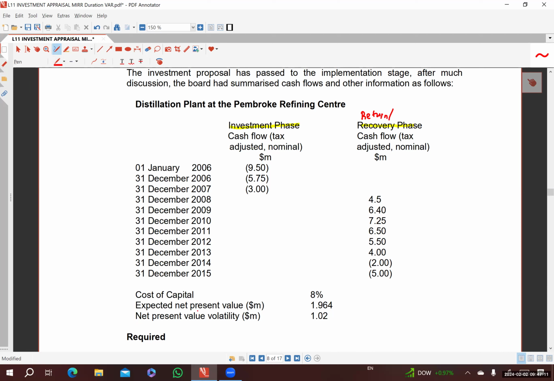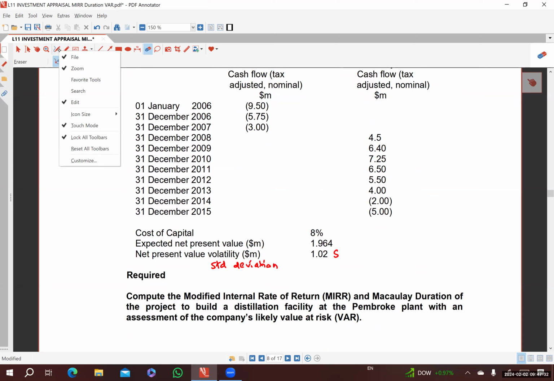Cost of capital 8%, expected NPV. NPV volatility is the standard deviation. It's the fluctuation in the present value. We indicate it by S. Compute the MIRR, recovery duration to be covered shortly, and then assess the value at risk. So in this video, I want to show you these three things.